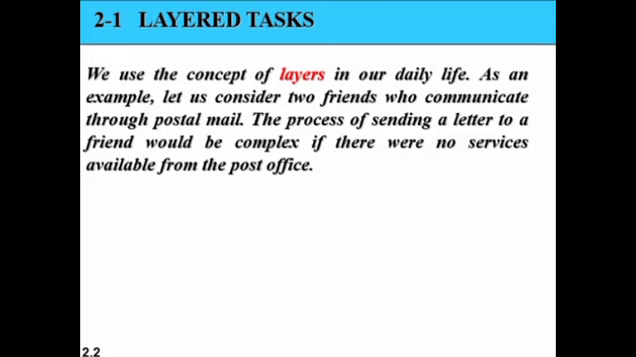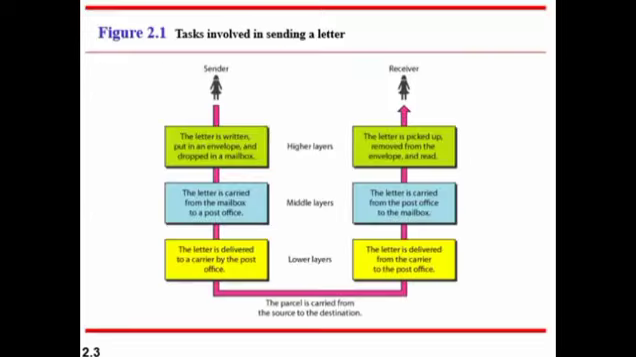Now this is a more descriptive look at how a letter is delivered from sender to the receiver. You can see that different tasks are involved here at the higher level, middle layers, and lower layers. First the letter is written, put in an envelope and dropped in the mailbox. Then the postman comes, carries all the mails from the mailboxes, and delivers them to the post office. Then the letter is carried from the post office to the receiver's mailbox. The letter is picked up, removed from the envelope and read by the receiver.